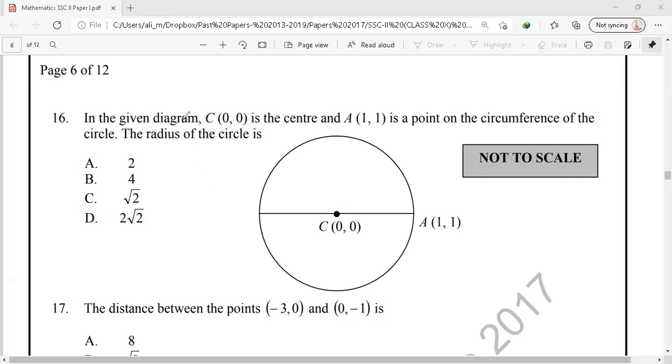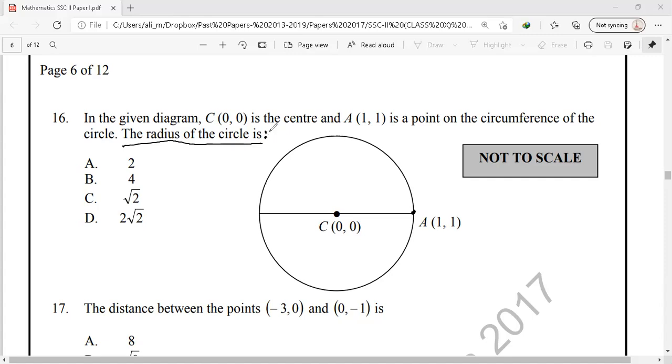So let's see question number 16. In this question, we have a circle with center C, and the coordinates are 0, 0, and we have a point that lies on the edge of the circle that has coordinates 1, 1. And we have to find the radius of the circle.